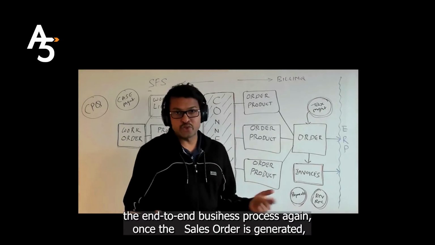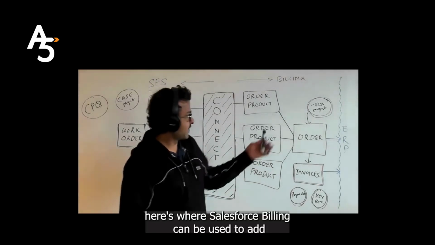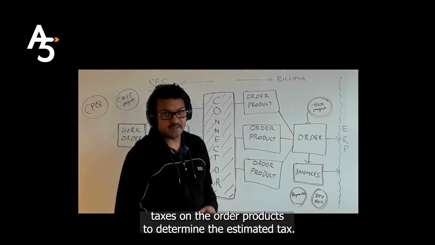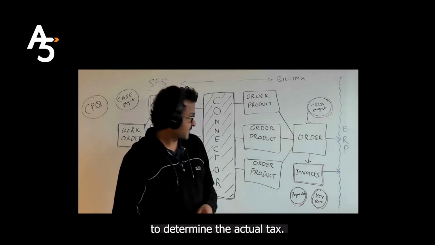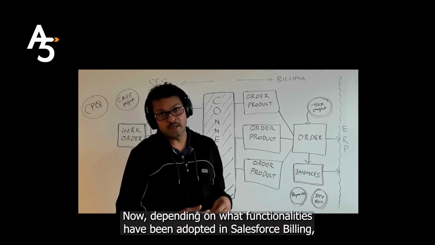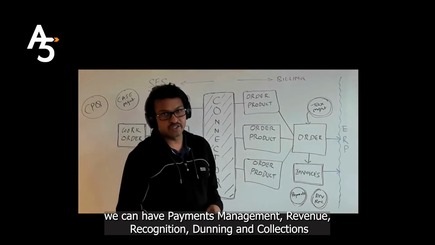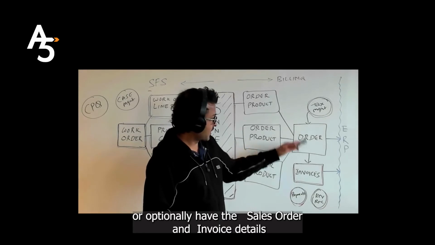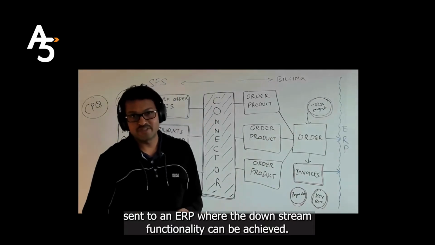If we talk about the end-to-end business process, once a sales order is generated, Salesforce Billing can be used to add taxes on the order products to determine the estimated tax. Taxes can be applied on the invoice line items to determine the actual tax. Now, depending on what functionalities have been adopted in Salesforce Billing, we can have payments management, revenue recognition, dunning and collections all configured within Salesforce Billing, or optionally have the sales order and invoice details sent to an ERP where the downstream functionality can be achieved.